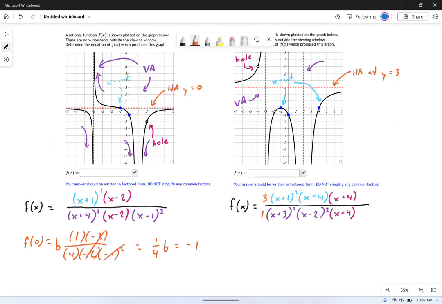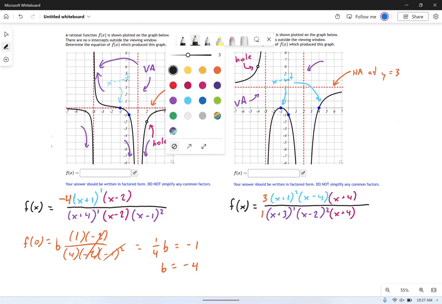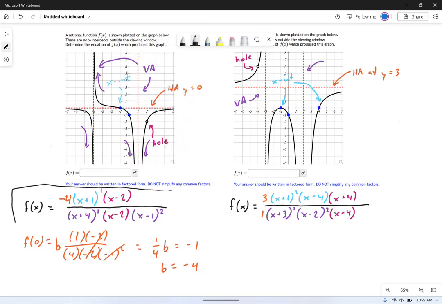But that has to be equal to -1. So a little algebra tells me that b, therefore, must be -4. So I put a multiplier of -4 in front of this function. The whole point of that was so that I get the proper y-intercept. And these are your answers. These are the completed forms of the functions.